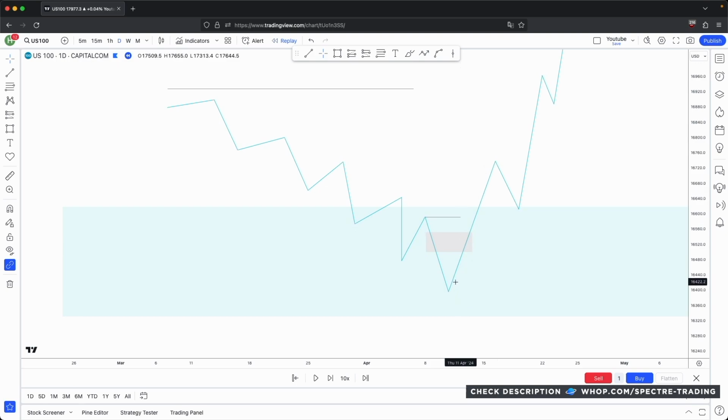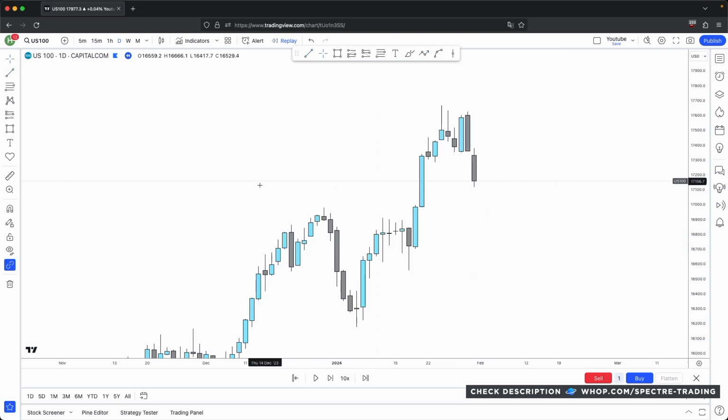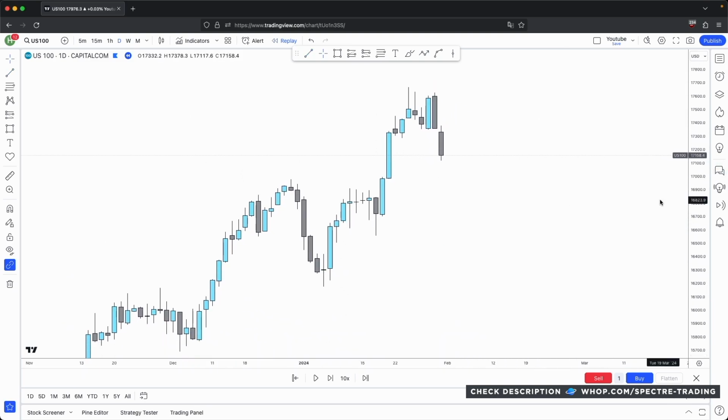So when you get a full body closure past an opposing fair value gap with displacement off of a higher time frame PD array, this is where you could anticipate that price is likely going to reverse from here without even needing your market structure break. You don't have to wait for that. So now let's look at how you could put them all together, focusing on just fair value gaps and imbalances.